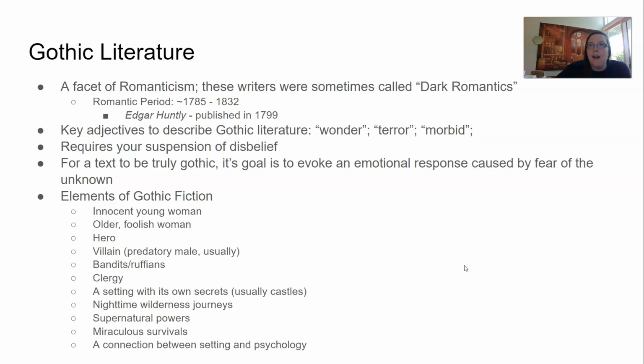So what that means is what you see happening in the setting could also be interpreted to be the mindset of the character, of the individual, of the author even, if you wanted to dig into that level of psychoanalysis. But all of this stuff is what we would say defines Gothic literature.